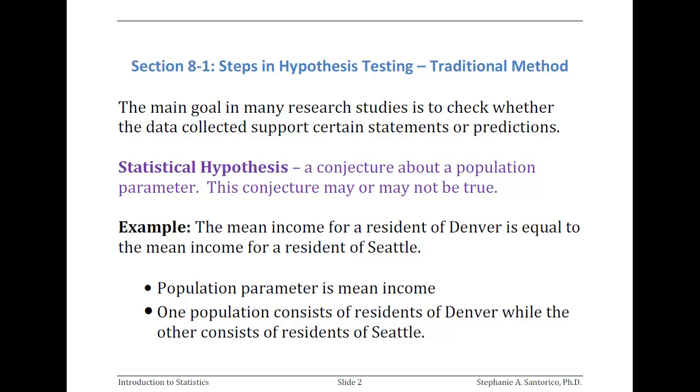Okay, so that's a hypothesis. It concerns two populations, and your parameter then is the mean. So that also should help you when you're thinking about your project. Those are the types of hypotheses you should be setting up.